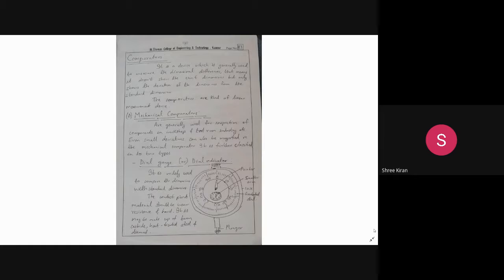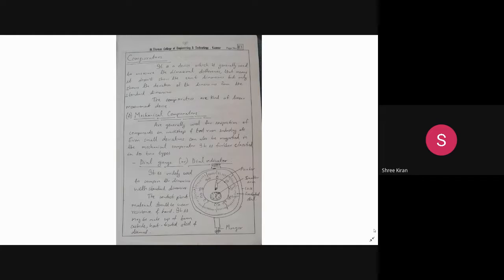I hope you remember the standard conditions for dimensions. We have named certain ones, BIS, ISO, so many things. It is a very important thing. Remember, in the third module or fourth module we described that. So here we have a dial gauge or dial indicator, which is a device widely used to compare the dimensions with standard dimensions.